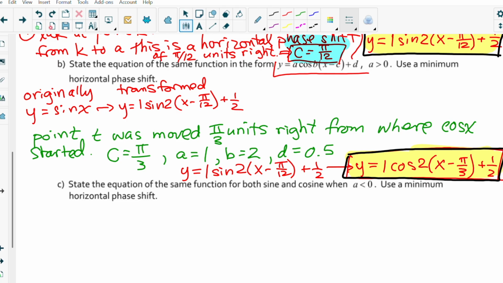Okay, one more part here. Let's think of it in another way, okay? So state the equation of the same function for both sine and cosine. When a is less than 0, use a minimum horizontal phase shift.